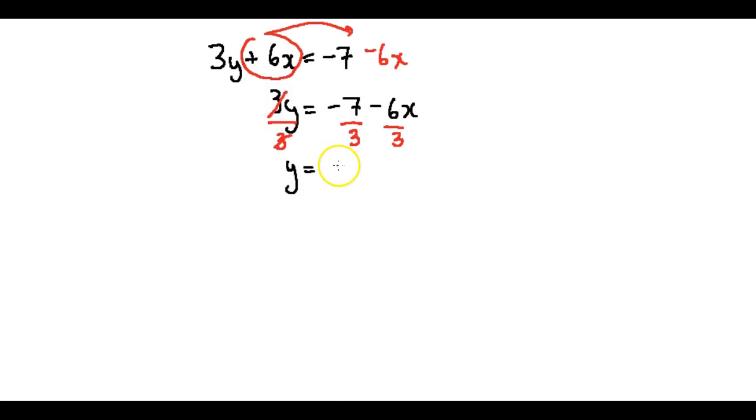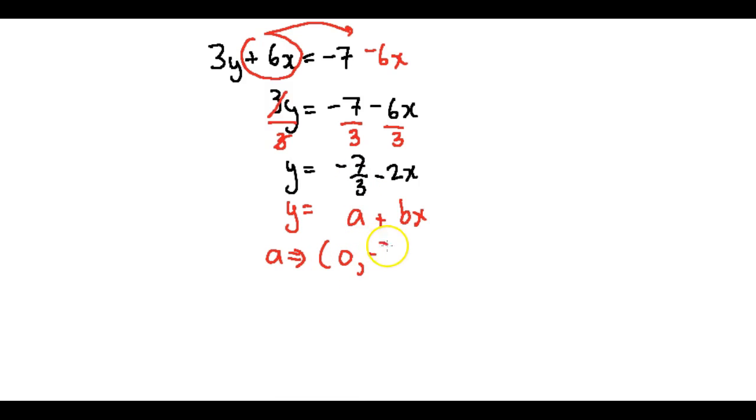I'm going to leave this as a fraction. You should always leave that. If I try to use a decimal, it's going to be an infinite repeating decimal. 3 goes into 6 twice. So now I can compare. Comparing it to y equals, this time that's the constant term, a plus bx, I can see the y-intercept is this point here, which is at 0, -7/3, and the slope is equal to -2. That's a -2 in front of the x.